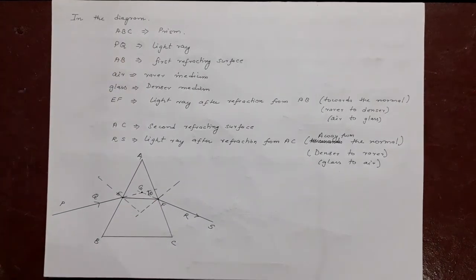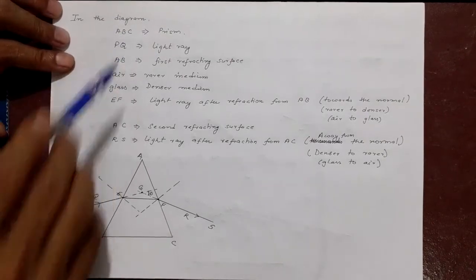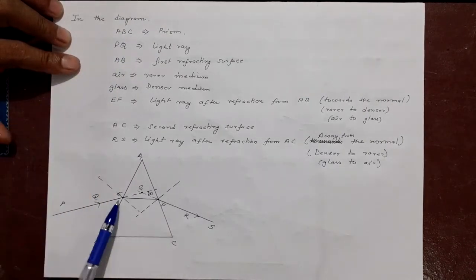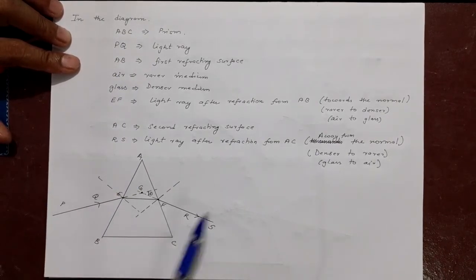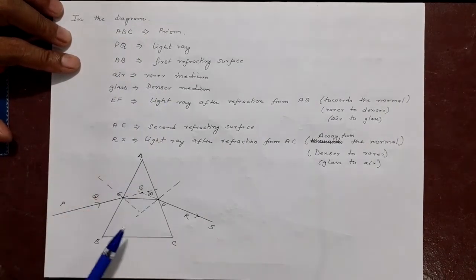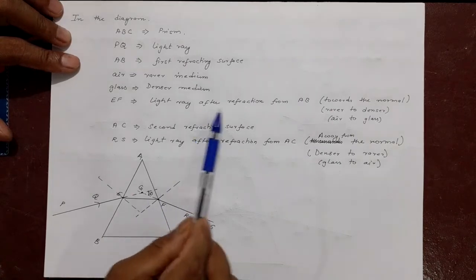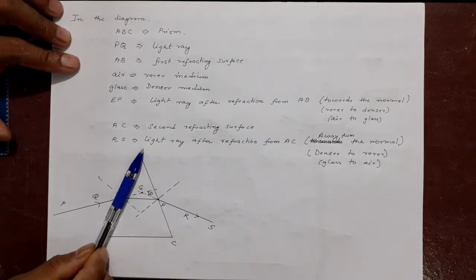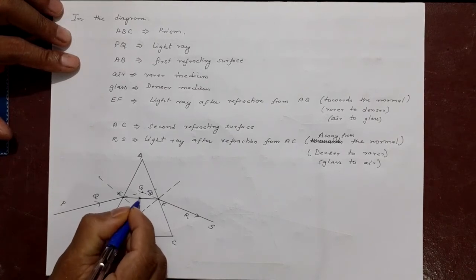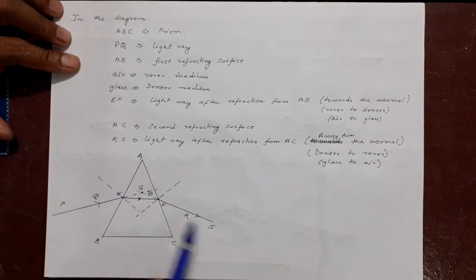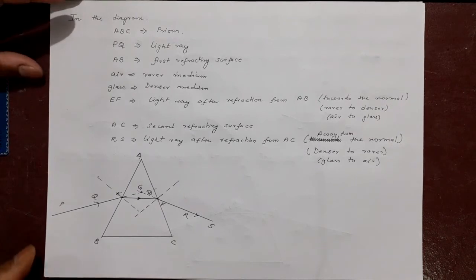So here ABC is the prism, fine. PQ is the light ray, AB is the first refracting surface, air is the rarer medium, here and here air, and the denser medium is the glass inside. EF is the inside refracted ray after refraction from AB. After refracting from AB, the light is EF. I should give the direction also. And then after AC, it will come out as RS. That is all that happened.